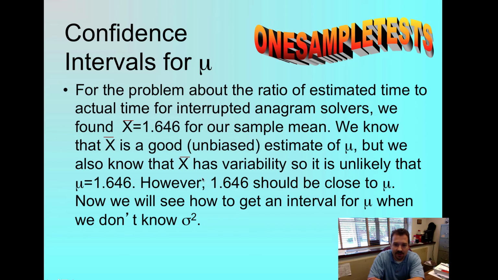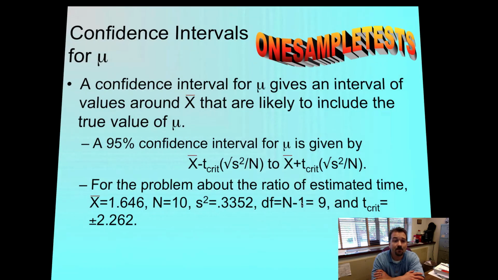There's going to be some variance in here. 1.646 should be reasonably close to mu, especially if you have a large sample size. Here we only have 10 people, but it should be roughly close. But really you need to see how to get an interval for mu when you don't know what sigma squared is. That's the whole idea here, is you don't know what sigma squared is for t, unlike for z, so you need to get some confidence intervals.